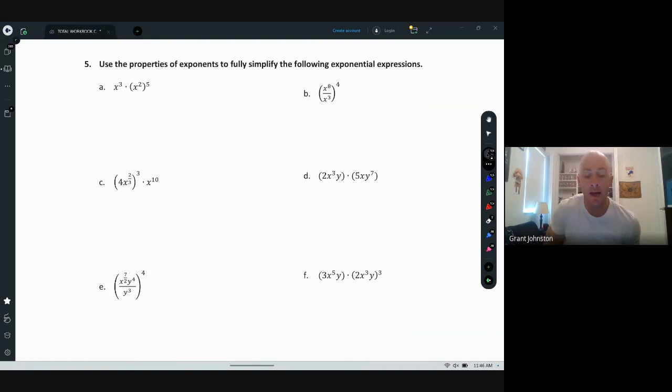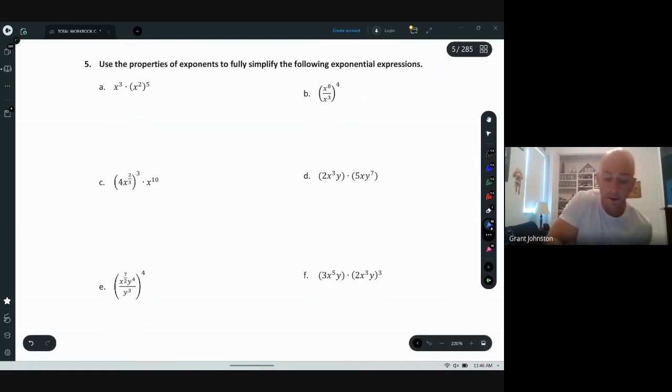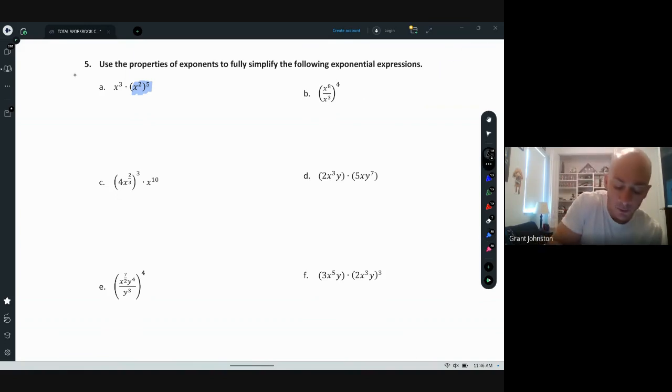On letter A, I have x to the second to the fifth. I'm going to handle that first. In that situation, we multiply the exponents, so that's going to be x to the 10th. Now we still have this x to the third, so I'm going to bring that down. And remember, in this situation, now we add the exponents, so it would be x to the 13.